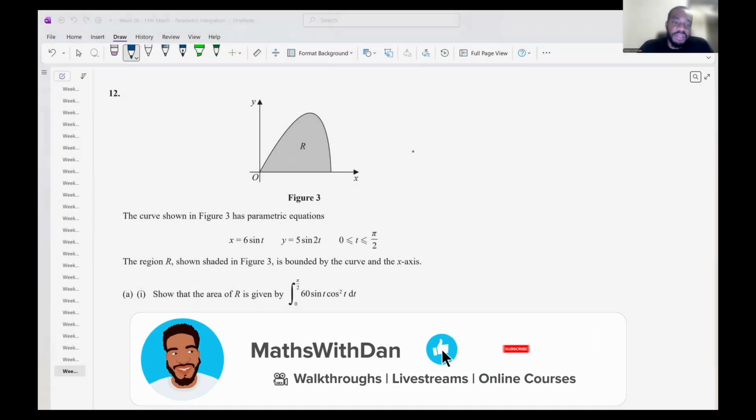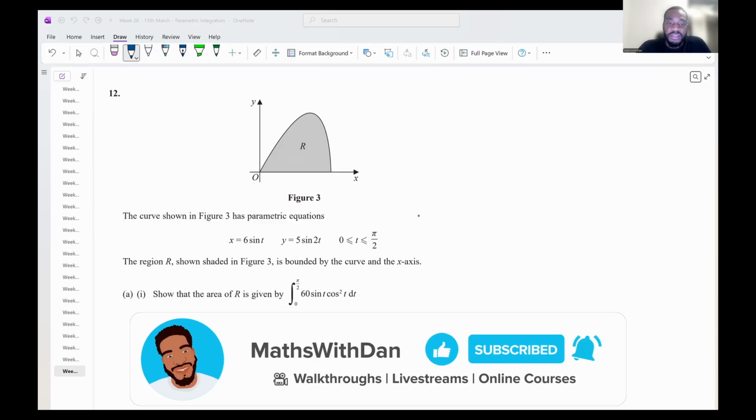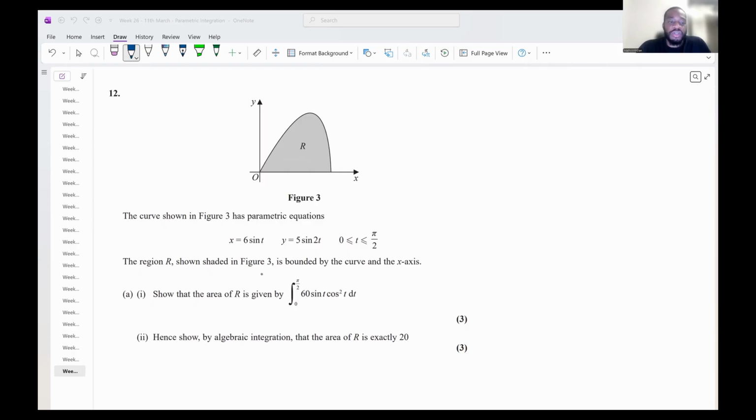The curve shown in figure 3 has parametric equations x equals 6 sine t, y equals 5 sine 2t, between 0 and pi over 2. The region R shown shaded in figure 3 is bounded by the curve and the x-axis. Part A says, show that the area of R is given by the integral from 0 to pi over 2 of 60 sine t cos squared t dt, for 3 marks.